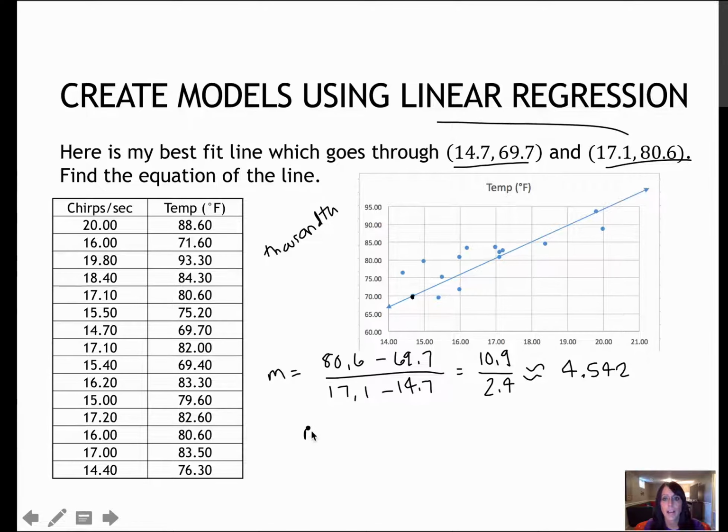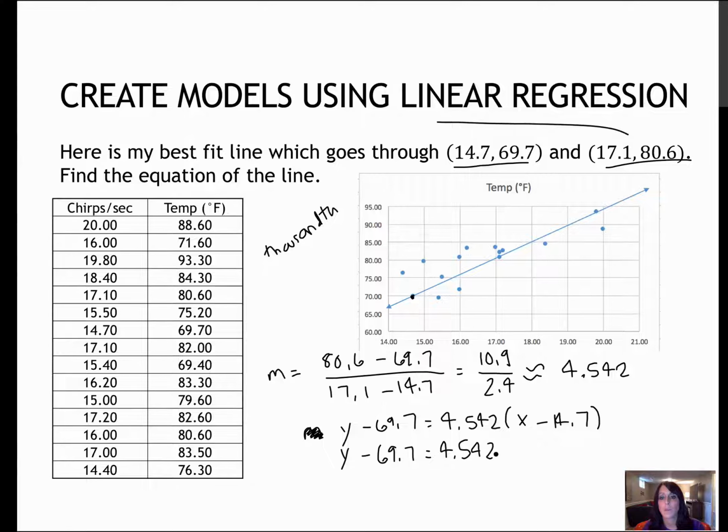So now I have y minus my y value. So choose a point. It doesn't matter which. I'm going to choose my first. So y minus 69.7 equals my slope, and then x minus 14.7. I'm going to distribute, which gives me 4.542x minus 66.767, again rounded to the nearest thousandth.